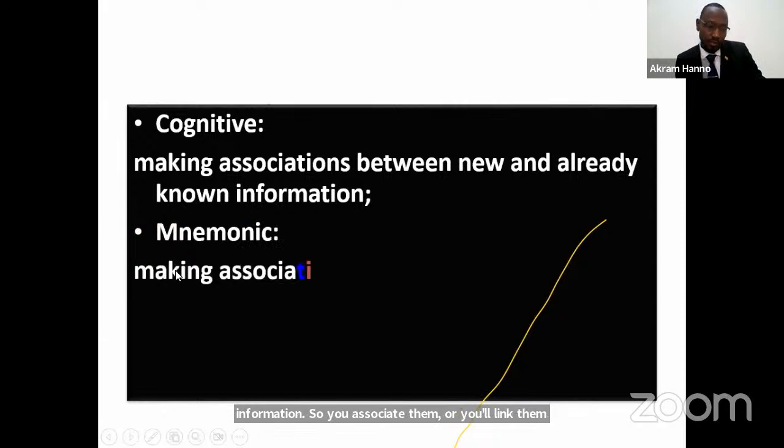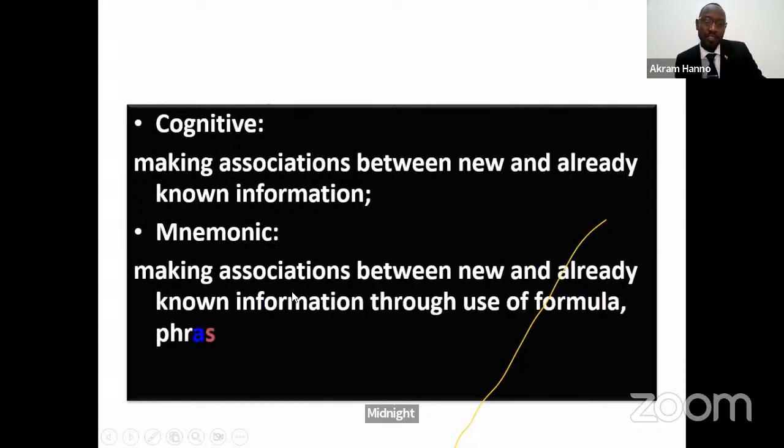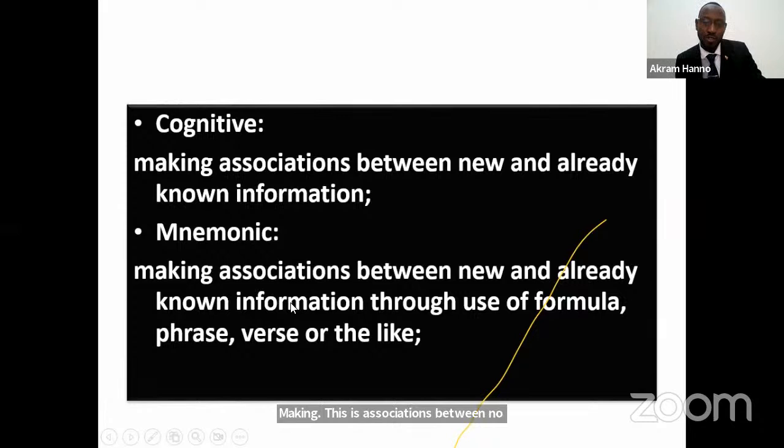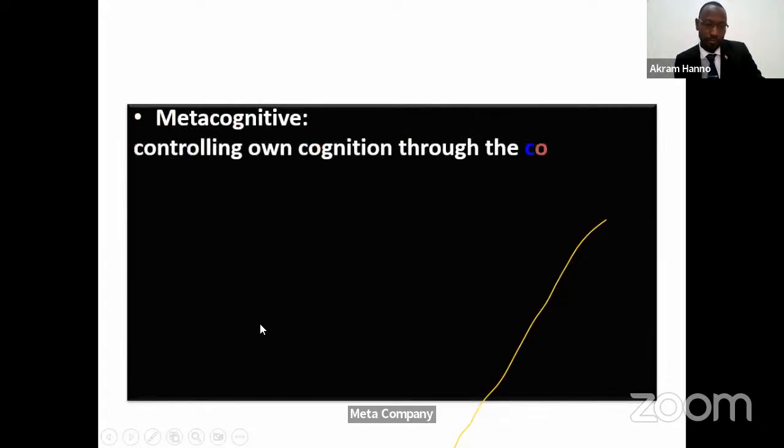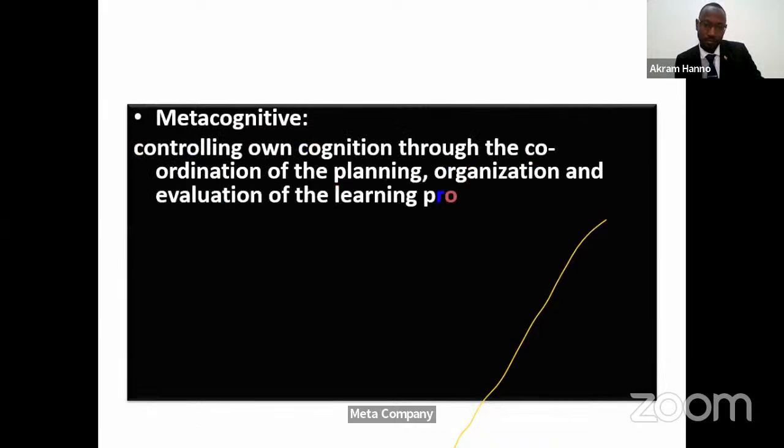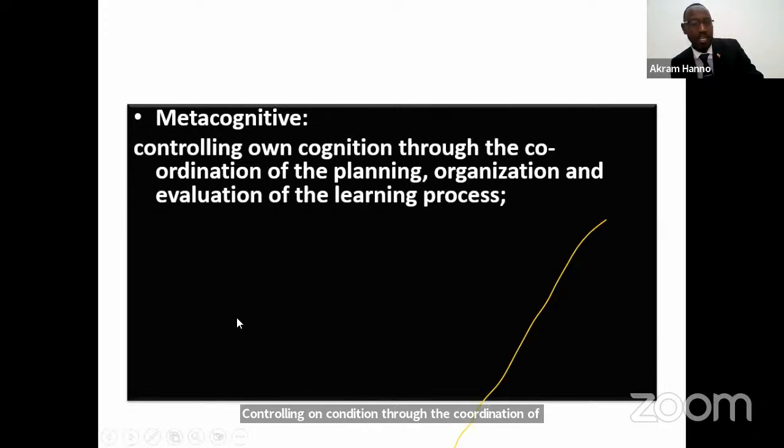Mnemonic: making associations between new and already known information, so use of a formula, phrase, verse, or the like. Metacognitive: controlling cognition through the coordination of the planning, organization, and evaluation of the learning process.